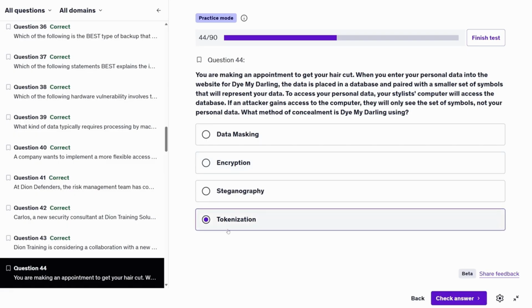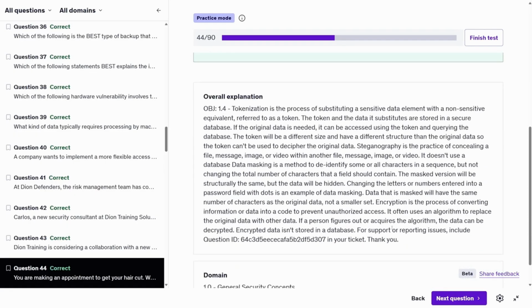And we would refer to this as tokenization. Tokenization is the process of substituting a sensitive data element with a non-sensitive equivalent, referred to as a token. The token and the data it substitutes are stored in a secure database. If the original data is needed, it can be accessed using the token and querying the database. The token will be a different size and have a different structure than the original data, so the token can't be used to decipher the original data.